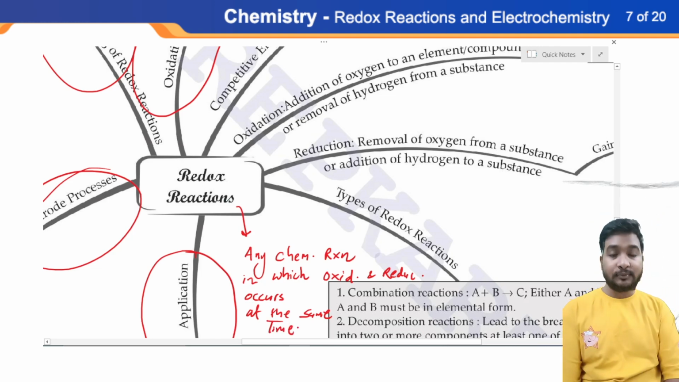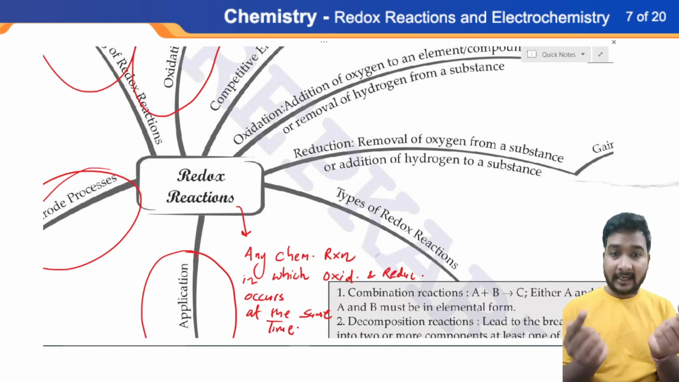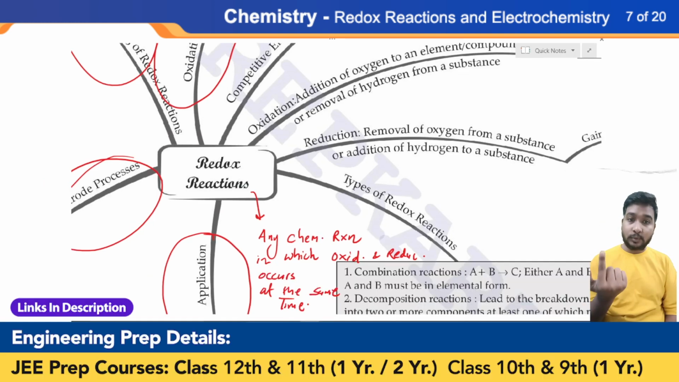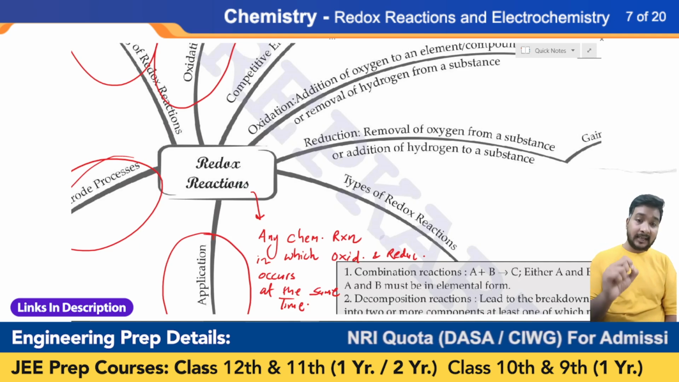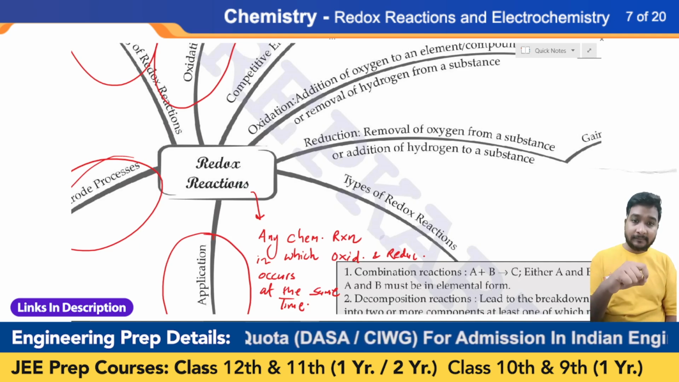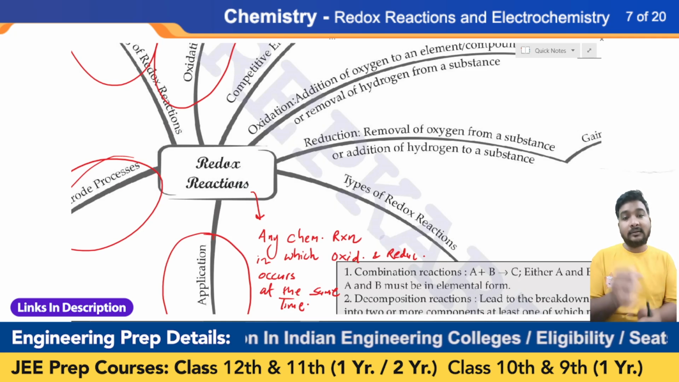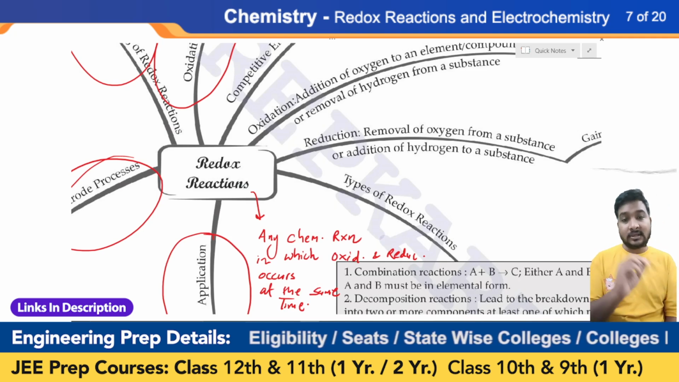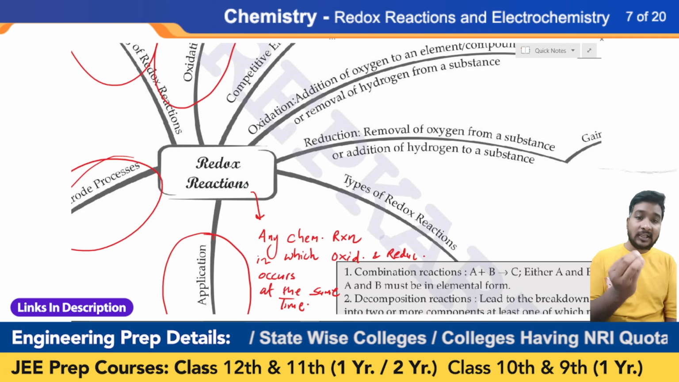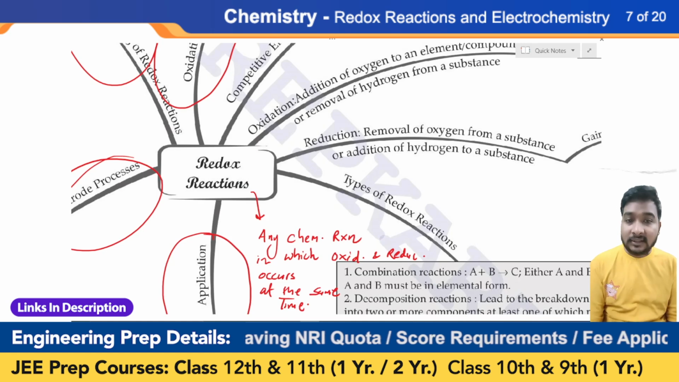It means you have a reaction. Suppose you have a reactant A and reactant B, and you are reacting both of the reactants, A plus B, so it will give you a product P. If A and B by interaction produce a product, and we observe that A is getting oxidized and B is getting reduced, then in the same reaction we can observe two different processes, the oxidation process and the reduction process. So any reaction in which we can observe the oxidation process as well as the reduction process is called what? A redox reaction.